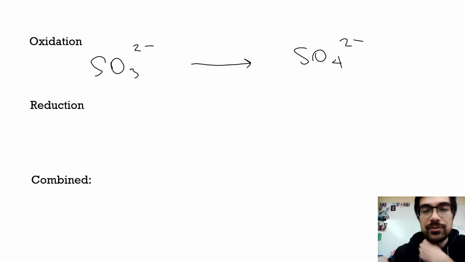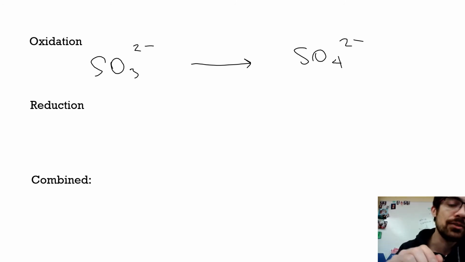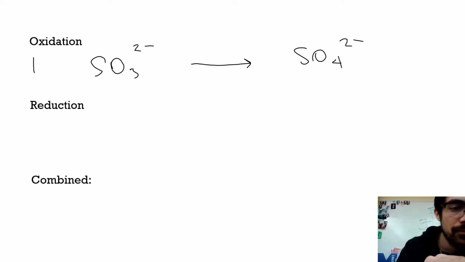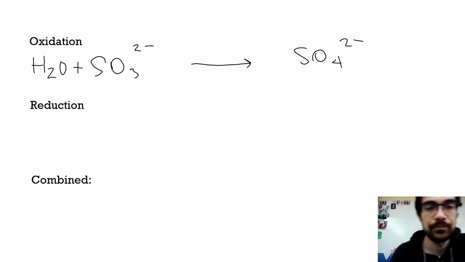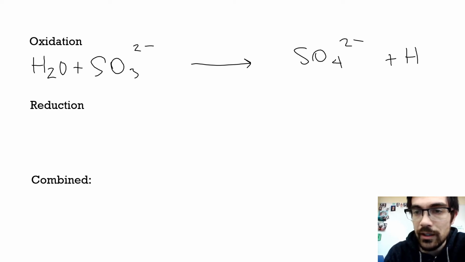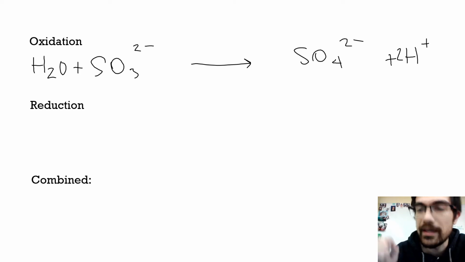We have 4 oxygens on the right side. We need a total of 4 on the left, and we can simply do this by factoring in a water molecule, H2O. Now, because we have done that, we also have to add hydrogens to the other side, so we do H plus. Oops, not 2 plus, just plus. But we would have 2 of them. My mistake. 2 of them like that.